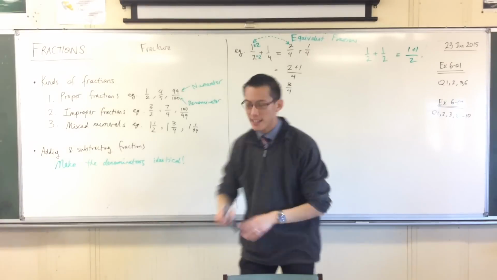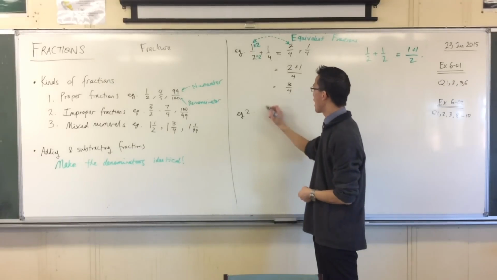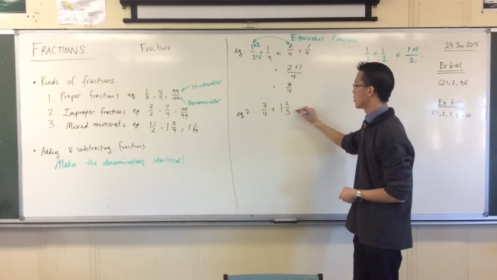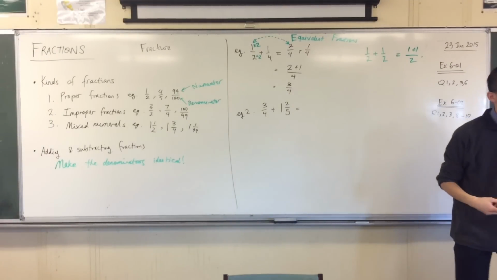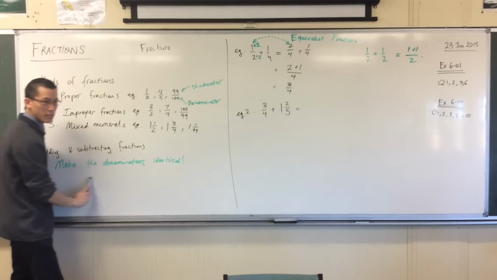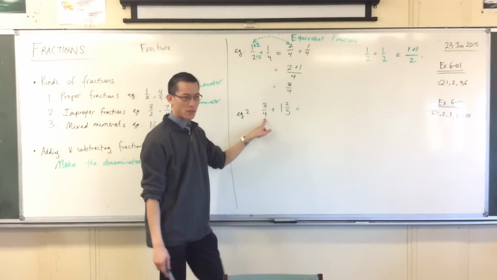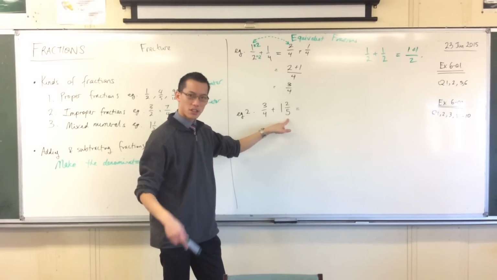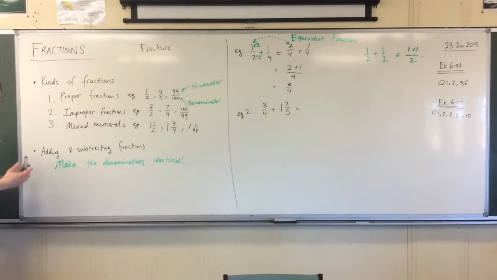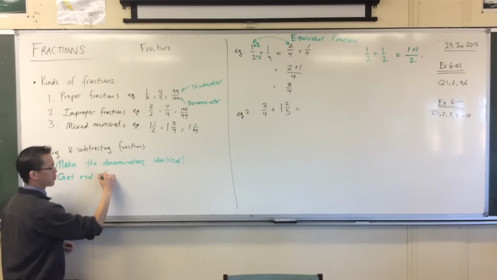Okay, let's do a second example, and you'll see another useful thing that you can do. So if I say 3 quarters plus 1 and 2 fifths. Now this is a bit trickier, right? Of course, I want to make the denominators identical. But in addition to that, this is quarters, this is fifths. Even if I got them on the same denominators, this 1 and 2 fifths is a bit awkward to work with, okay? So I'm going to get rid of mixed numerals where I can.